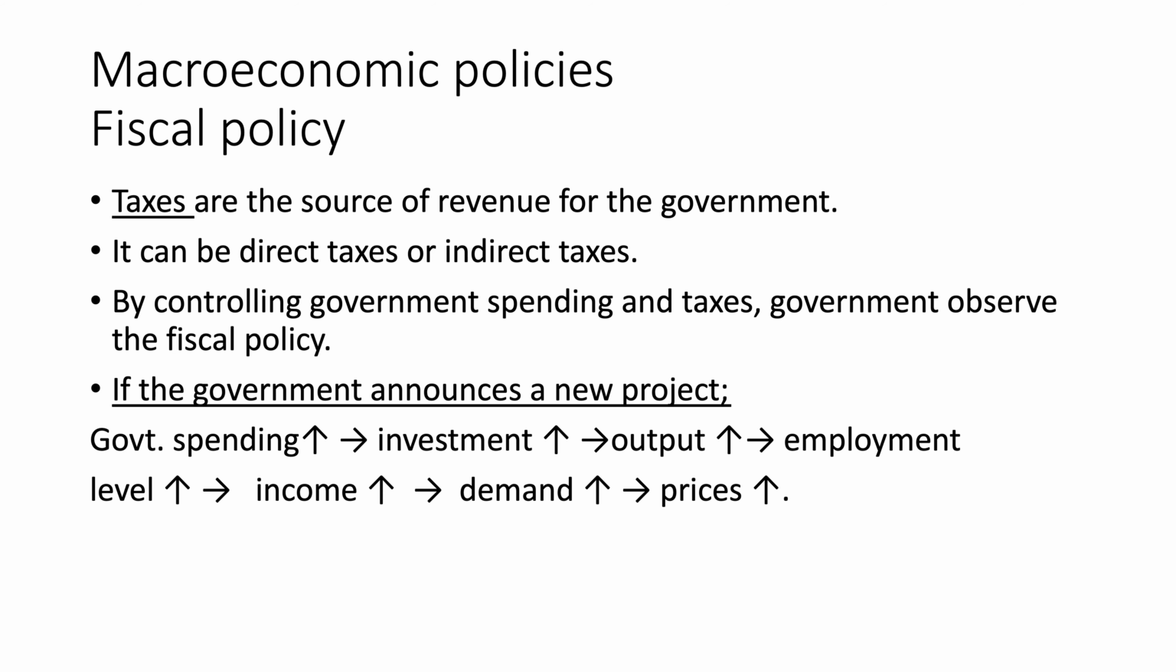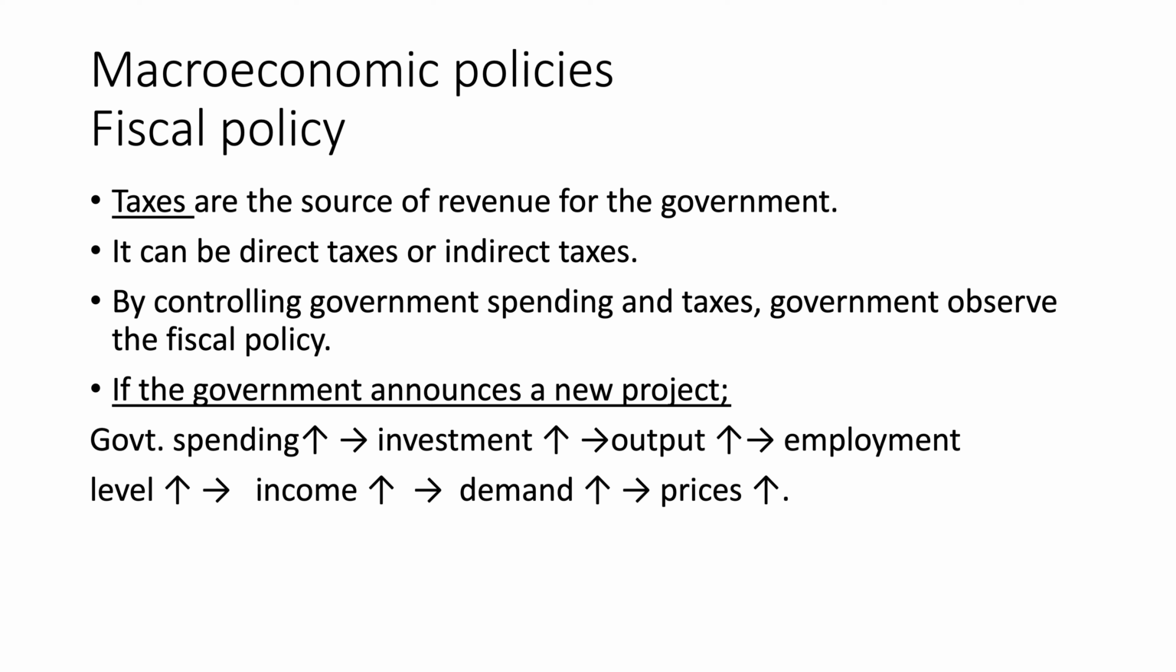Then come the taxes. Taxes are the source of revenue for the government. It can be direct taxes or it could be indirect taxes. I hope that you have an idea about direct and indirect taxes. Direct taxes are directly imposed either on the income or on the property or on the wealth. That is income tax or wealth tax or property tax. Indirect taxes are indirectly imposed, for example, GST, general sales tax, or custom duty or import duty or different surcharges which are charged by the government.